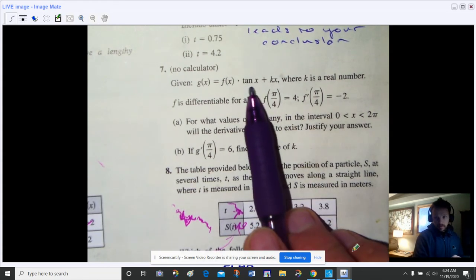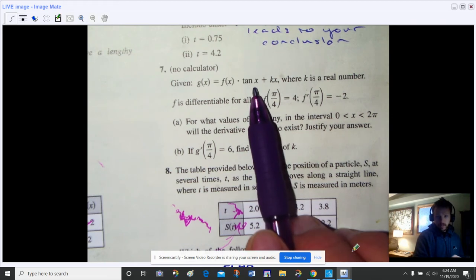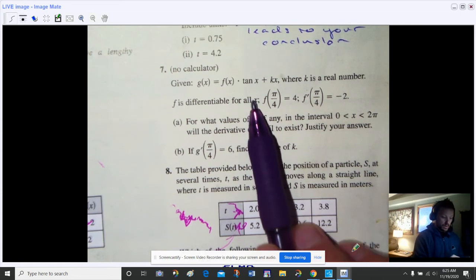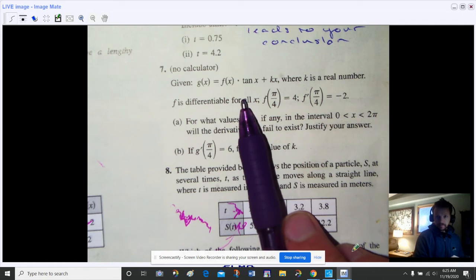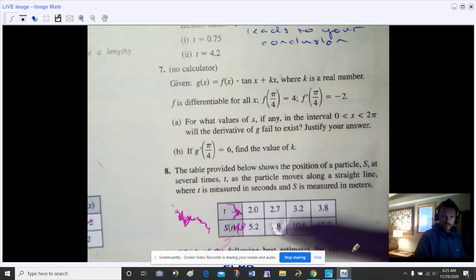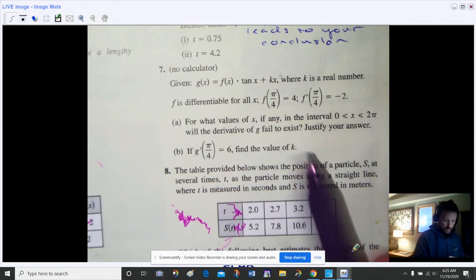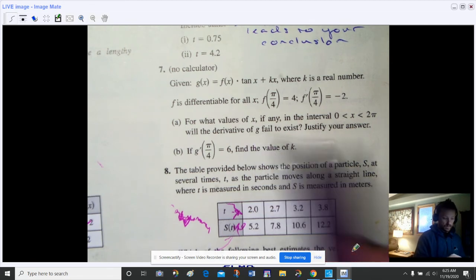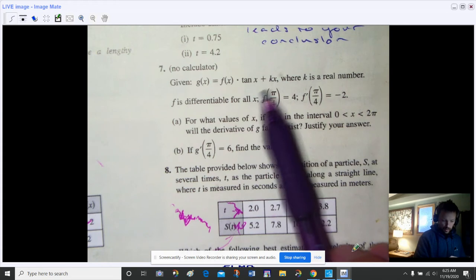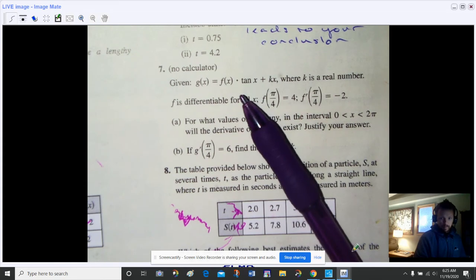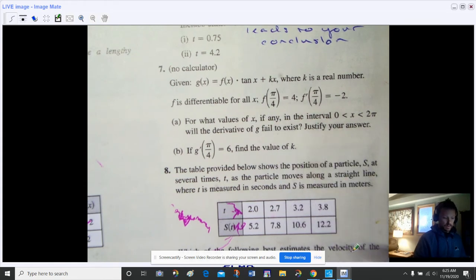Since we have tangent, tangent's the key. Tangent has asymptotes. Those asymptotes are going to occur at pi over 2 and 3 pi over 2. And for those values, we know that there's no possible way to find the derivative at those values. And so that's where the derivative does not exist, at pi over 2 and 3 pi over 2. So it doesn't even matter what f of x is or k is. It doesn't make any difference because tangent is undefined at pi over 2 and 3 pi over 2. And that's the reason why those are the spots.